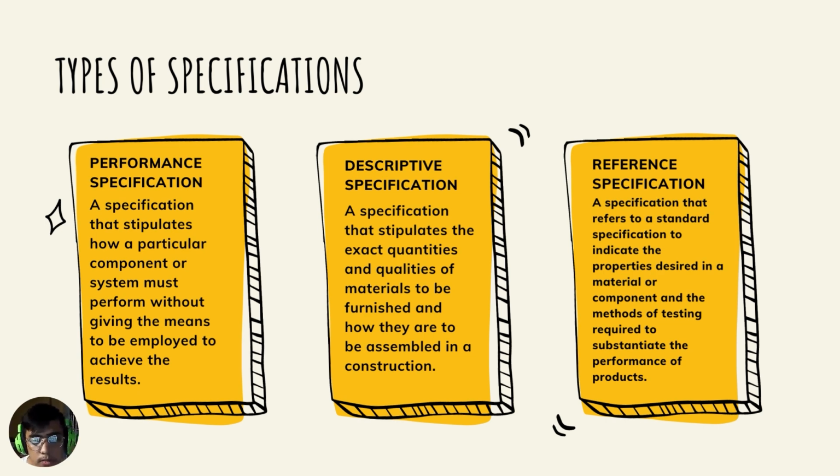Next is descriptive specification, a specification that stipulates the exact quantities and qualities of materials to be furnished and how they are to be assembled in a construction. Next is reference specification, a specification that refers to a standard specification to indicate the properties desired in a material or component and the methods of testing required to substantiate the performance of product.